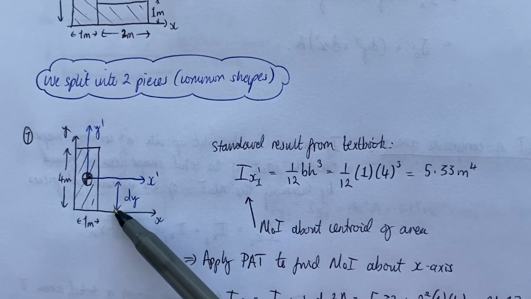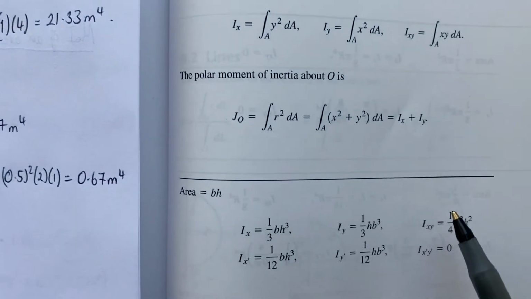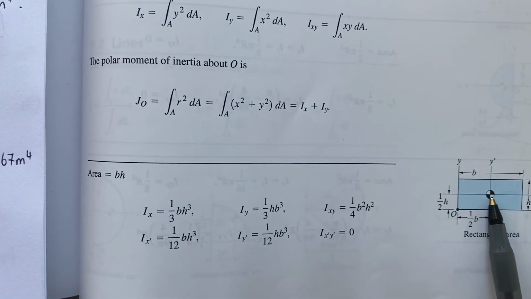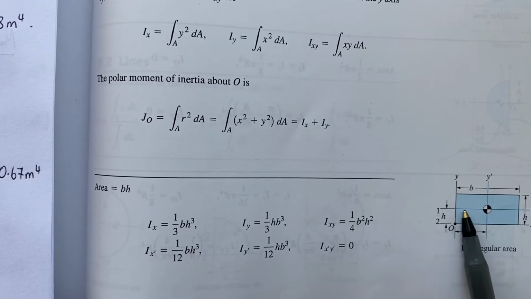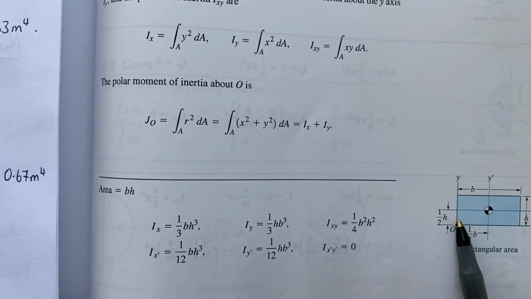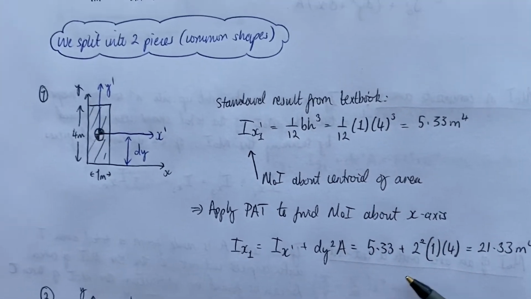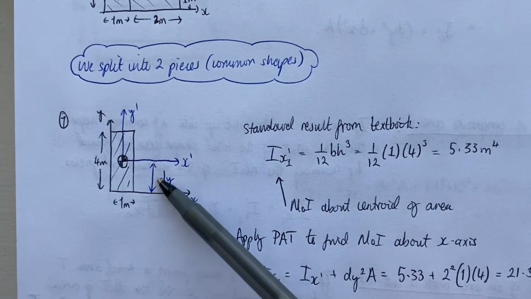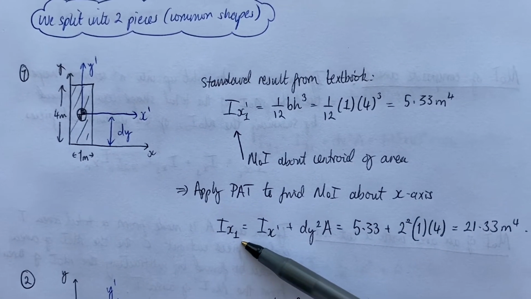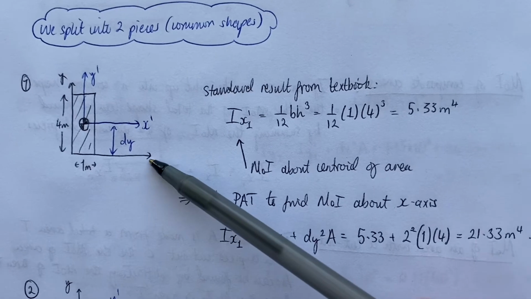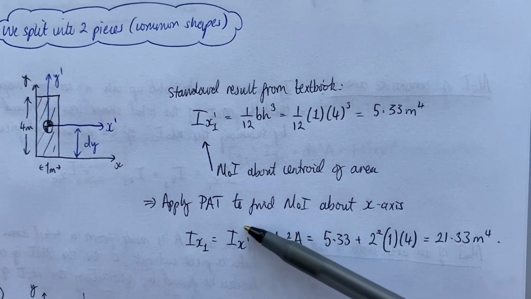And I know what that distance dy is, again from the standard results from the textbook, because it tells me that the centroid of the area is just half the distance, half h. So that's just going to be 2 meters in our case, right? So I've applied the parallel axis theorem to find the moment of inertia about the new axis, which is x.